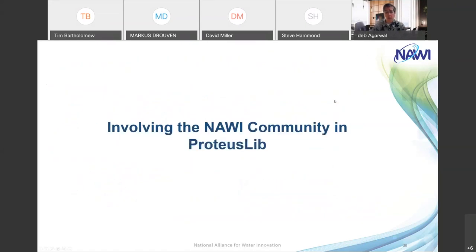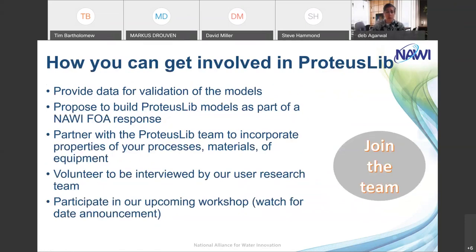Okay, so what does that mean for you? Next slide. So we want you to get involved in ProteusLib. This is not some deep, dark development that we want to then be pushing out the door at you. We would like people to get involved in the development. So there's a couple things you can do. You can provide data to help with validation of the models. We've already got a couple of processes that are giving us data, but the more the better.